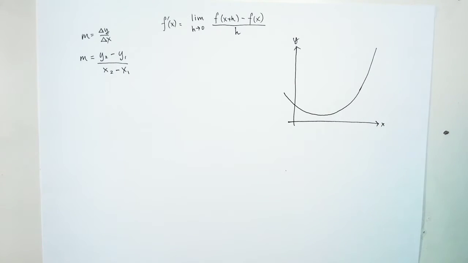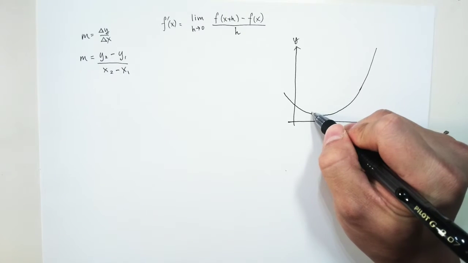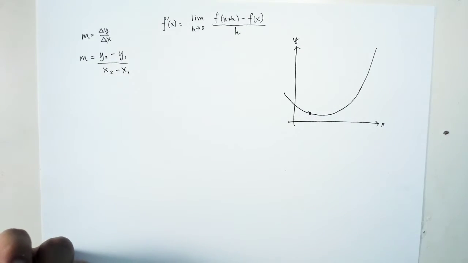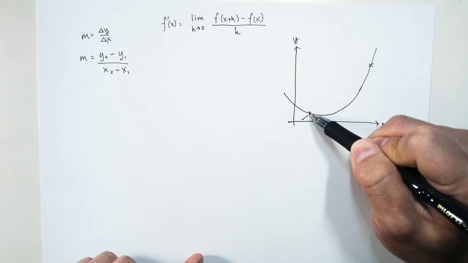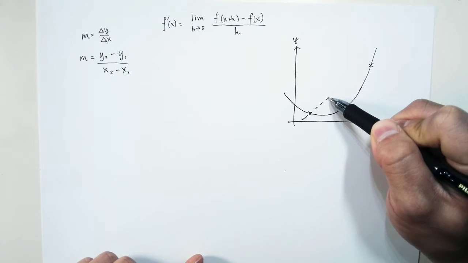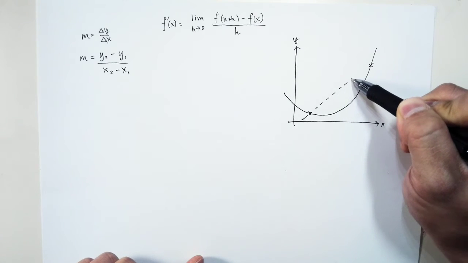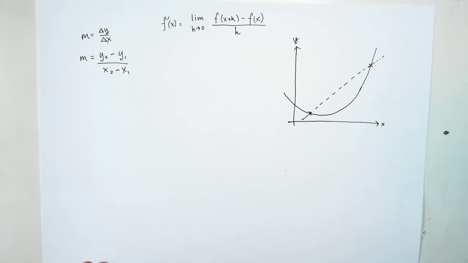Now we have a graph right here. Let's say we have 2 points, a point right here and a point right there. I'm going to use a dashed line to connect these 2 points. I hope I can draw this dashed line perfectly. Yes, pretty good. We can find the slope between these 2 points as long as we have the coordinates, right?